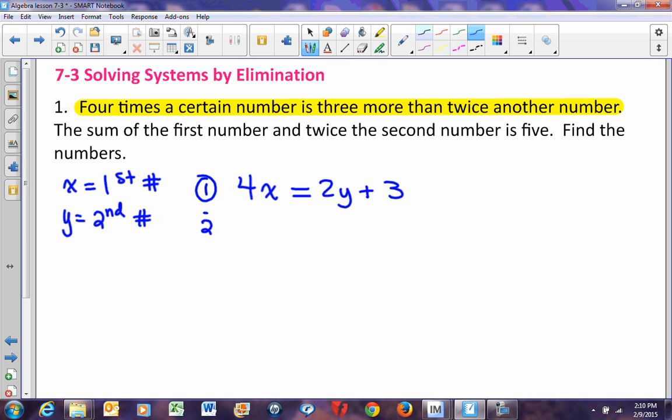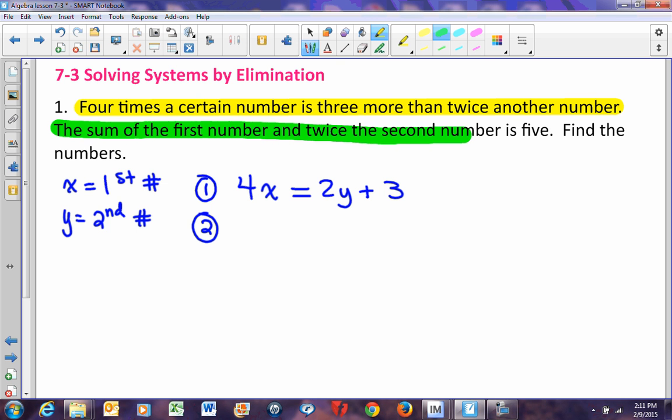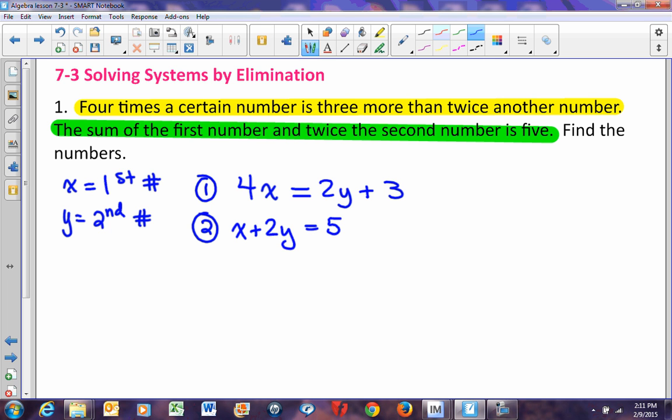My second equation says the sum of the first number and twice the second number is 5. So that's what I'm going to do here. The sum means adding. The first number and twice the second number is 5. Literally, word for word, translate that straight into an equation. So we have 2 equations here.